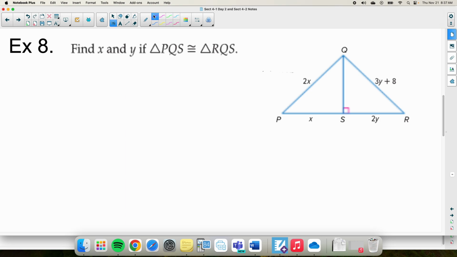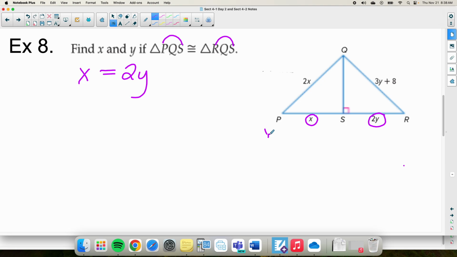Now let's look at this problem. Again, we have an x here, and that is for PS. PS is this and this, and that's going to equal RS right there. So one of my equations is x equals 2y. I know that because this is PS, which is the first and last, so that's going to equal RS, which is the first and last.